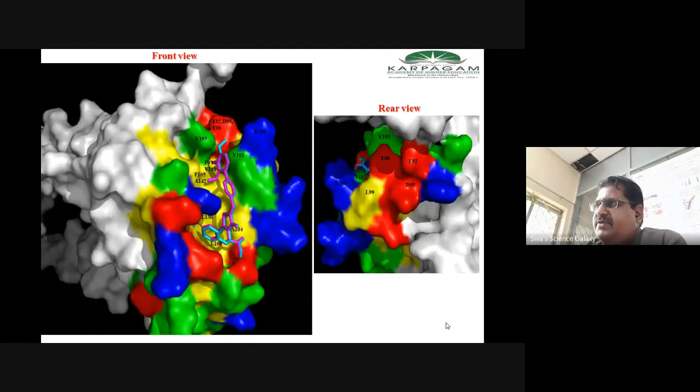And you can see the front view as well as the rear view. I hope you can see the rear view also. Right? I think students are very smart. You can orient your cell phone in the horizontal position, so you can see the picture in the zoomed view. Okay, so you can see the methoxy group exposed to the negative charged environment.